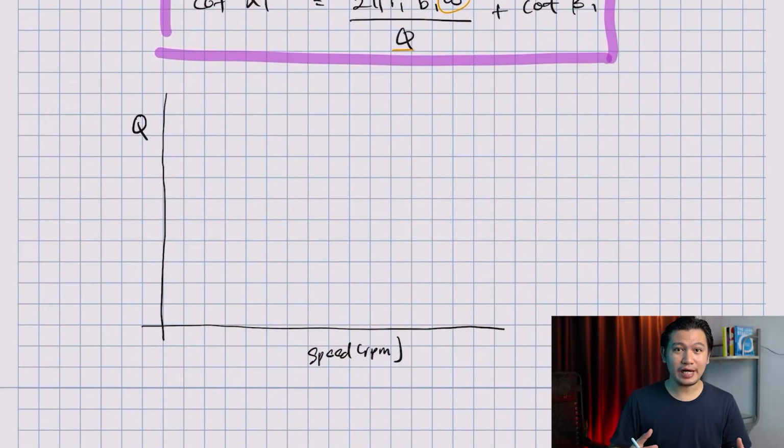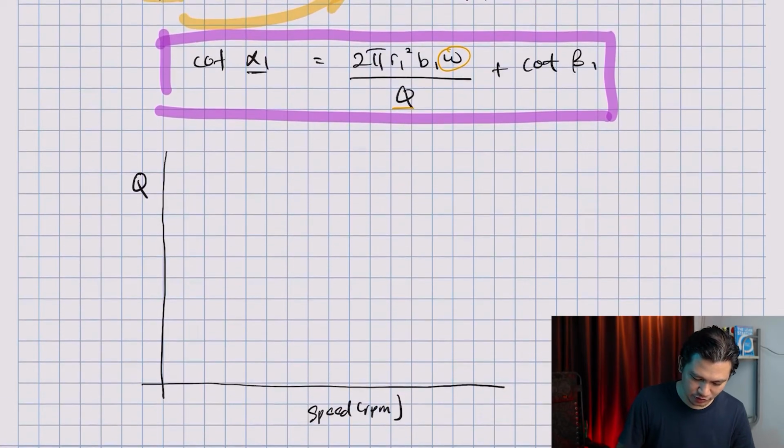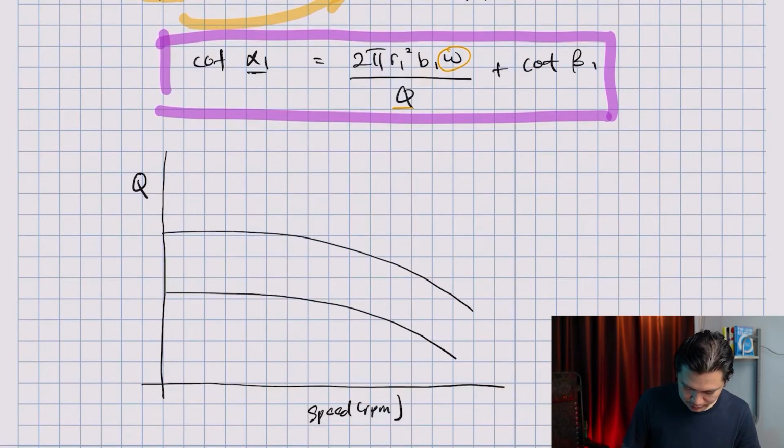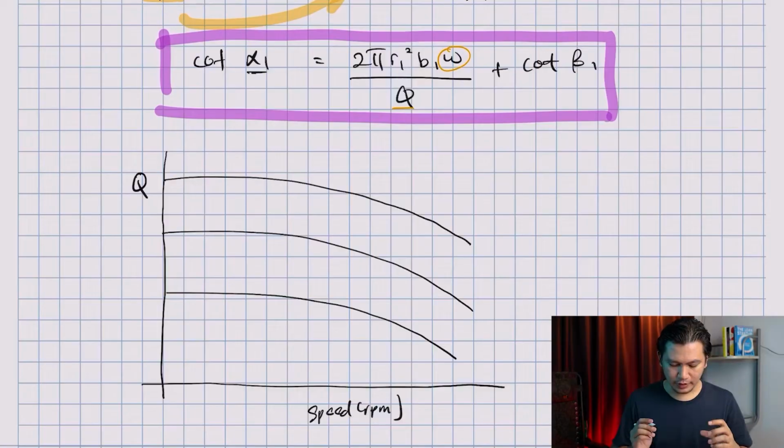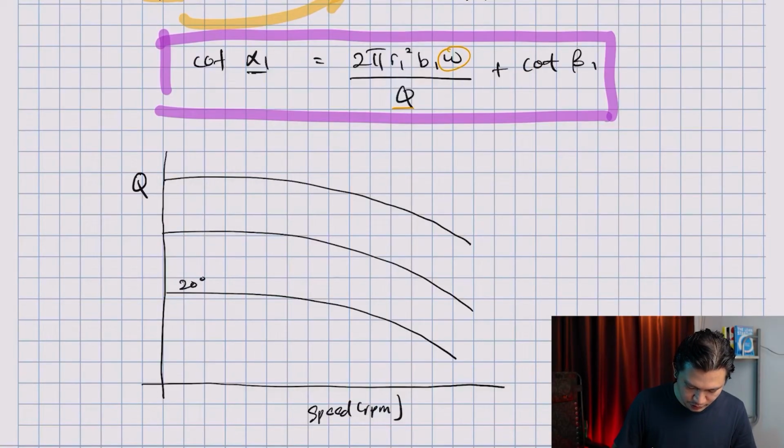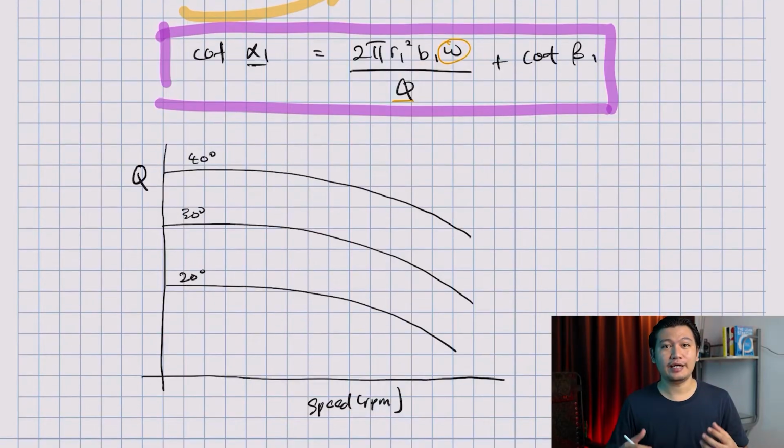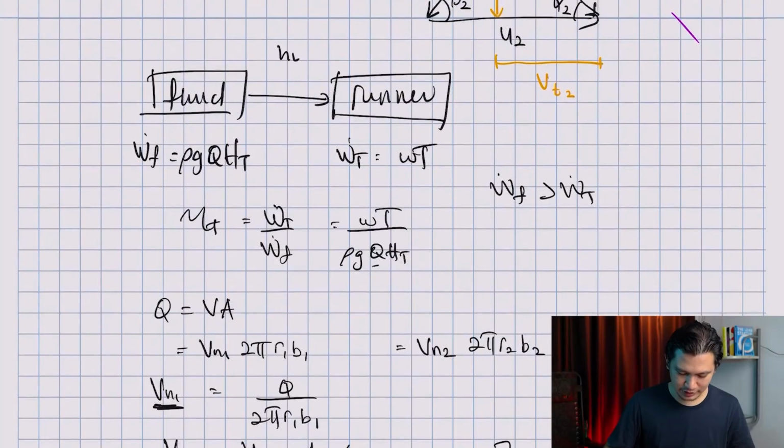And you have a few lines depending on the guide vane opening. Remember this depends on alpha 1. So you have a few lines, one line, two lines, and three lines. Let's say this is when the guide vane opens at 20 degrees, this is 30 degrees, and this is 40 degrees. And a turbine also has efficiency, right? So this is the efficiency of the turbine.